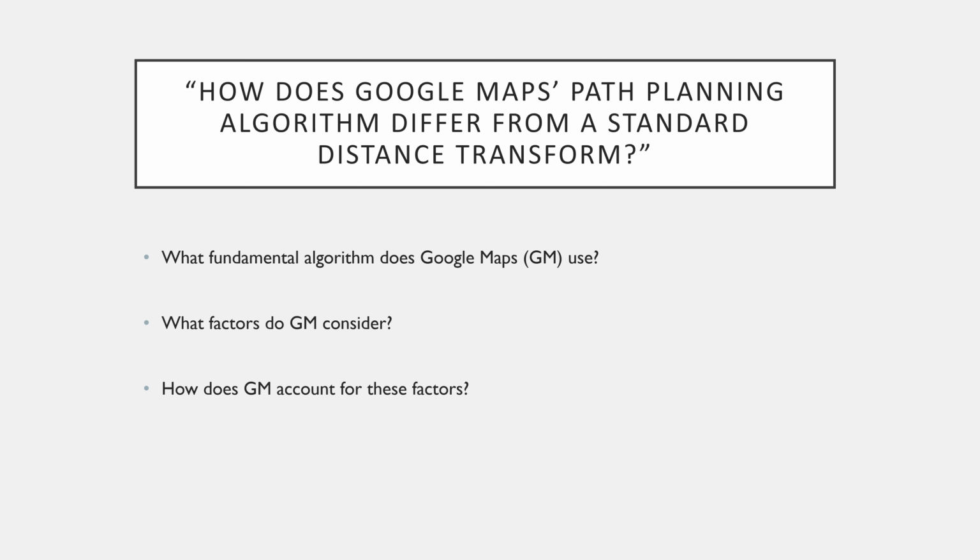What fundamental algorithm does Google Maps use? What factors do Google Maps consider when planning a route? And how does Google Maps account for these factors in an algorithm?